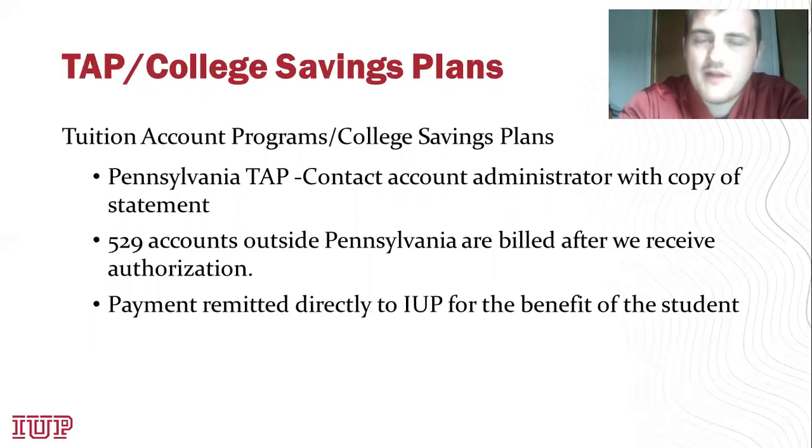Tuition account programs, college savings plans. Once we issue the billing statement for fall, at the end of July, you'll send a copy of the billing statement to the account administrator of your plan. They will remit the payment to the university for the benefit of the student. For 529 plans outside the state of Pennsylvania, we bill them after we receive authorization.